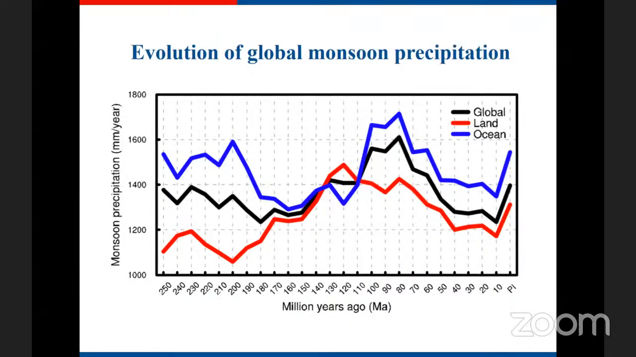Then we look at the global monsoon precipitation, we can clearly see a very big peak during the Cretaceous between 100 MA to 80 MA. We can see the ocean monsoon has a peak almost similar to the global monsoon. The land monsoon has a peak at 120 MA.